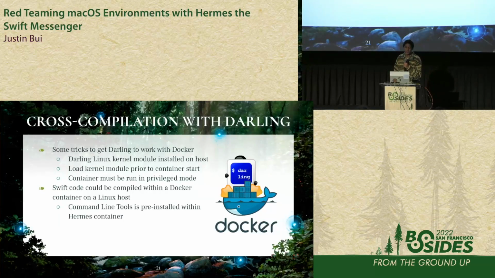In the previous example, I was testing Darling on a Linux server. My next goal was to get Darling working with Docker, since Mythic uses Docker for everything under the hood. And there were a couple tricks I had to do to get Darling and Docker to cooperate nicely.